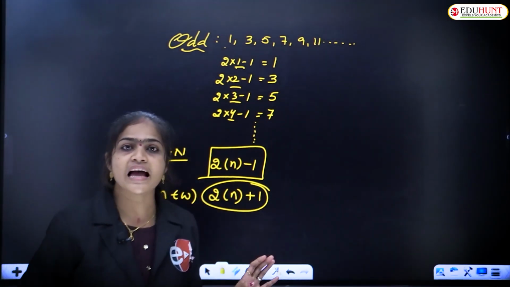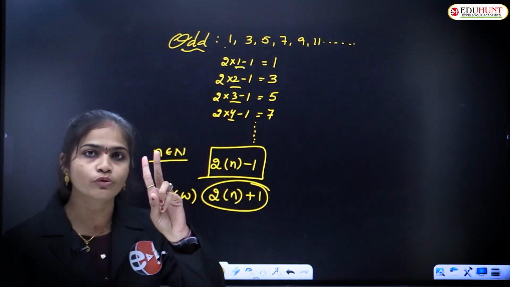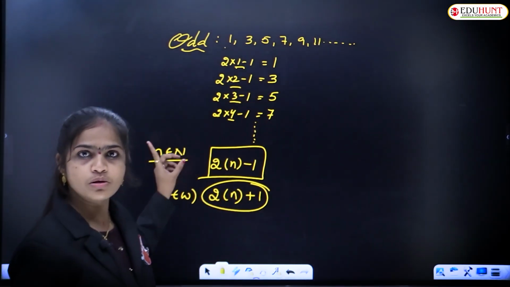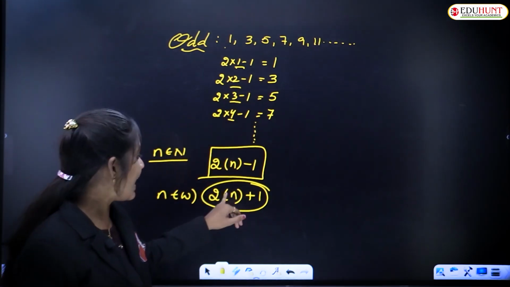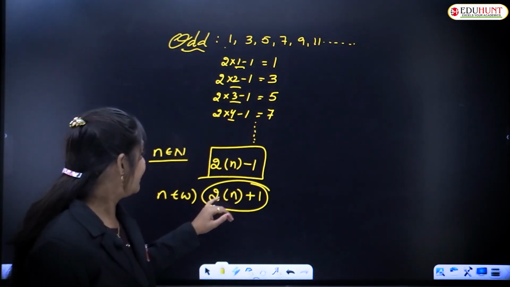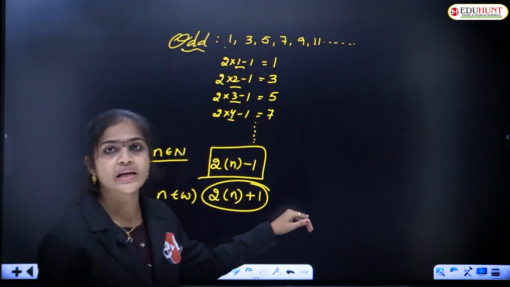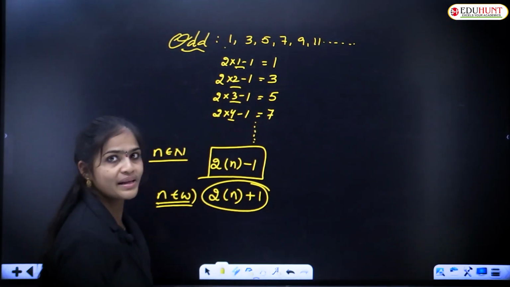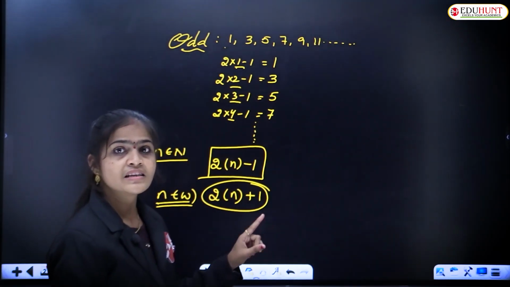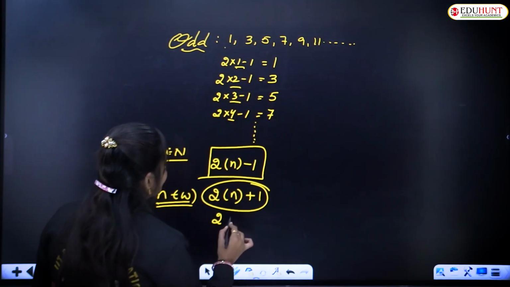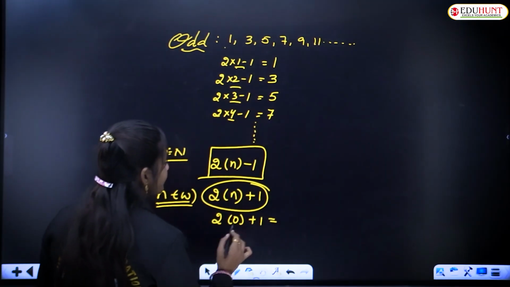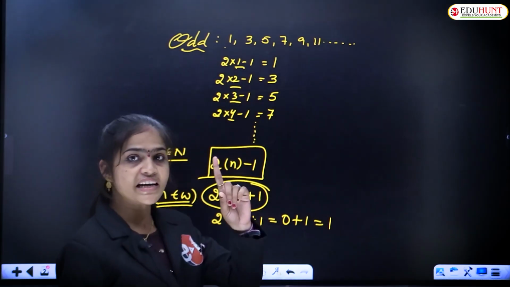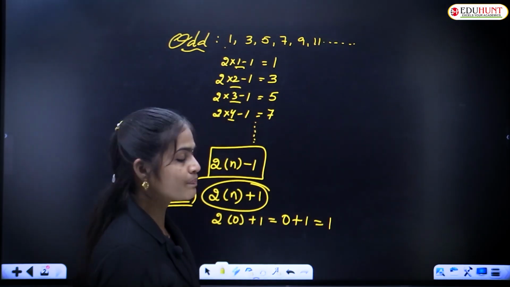So odd numbers have how many general forms? 2 forms. One is 2n minus 1 where n belongs to natural numbers, and when n is a whole number, the general form is 2n plus 1. Why? Because n belongs to whole numbers, which means 0. So 2 into 0 plus 1, 2 zeros 0, plus 1, again we are getting 1, the first odd number.